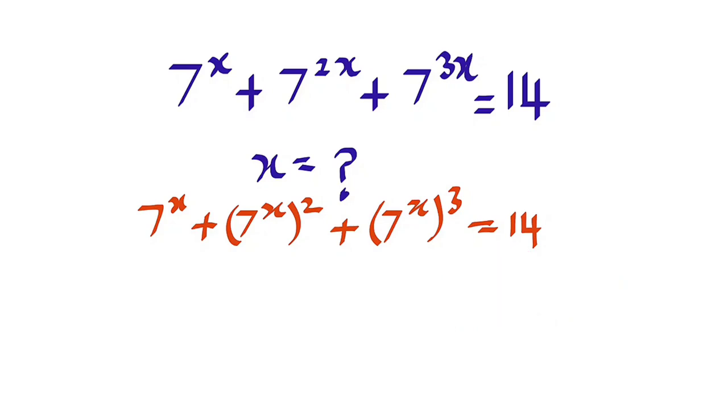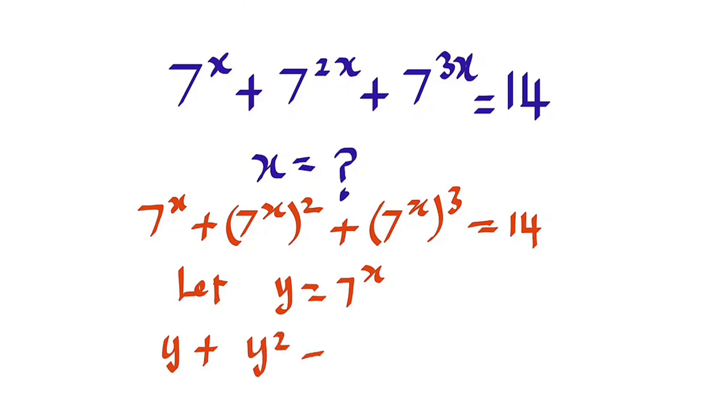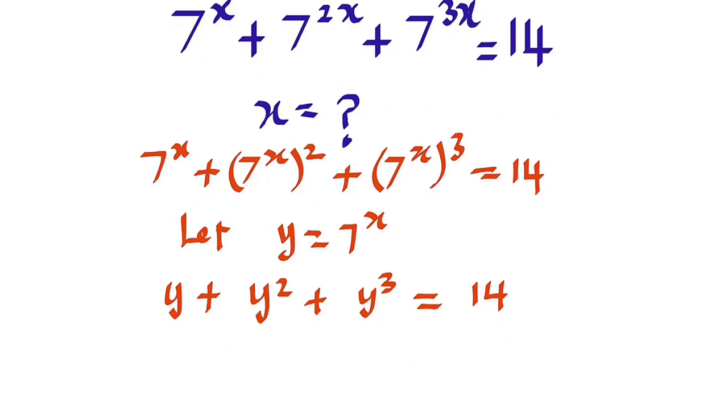So we'll let y equal 7 to the power of x. So we're going to have y plus y to the power of 2 plus y to the power of 3 equals 14. So we're going to have y to the power of 3, we can write it like this, plus y to the power of 2, then plus y.